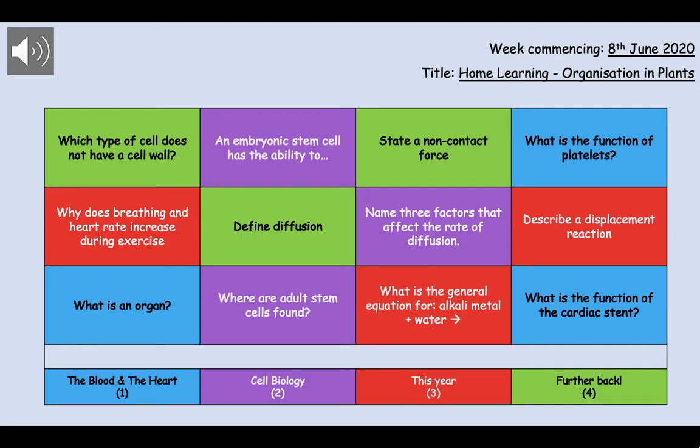So today we're going to look at organisation in plants. There are going to be some similarities in comparison to last week's session, but this is obviously going to be more directed in plants and the structure and function of the plant.